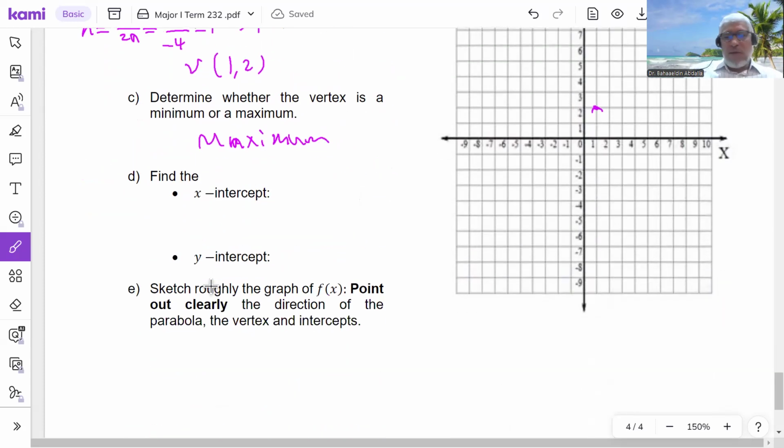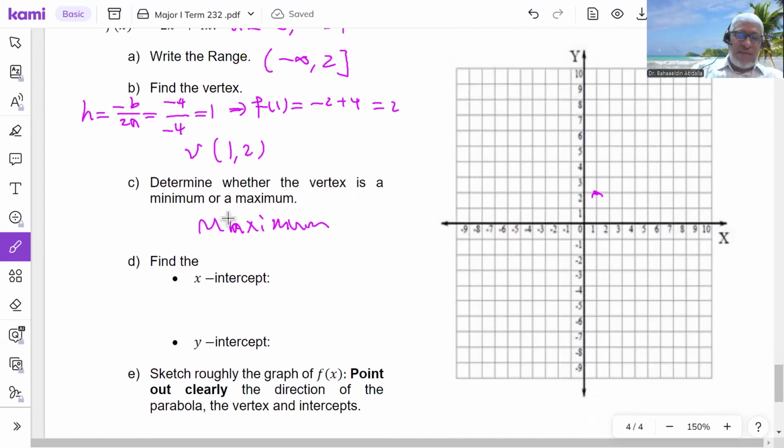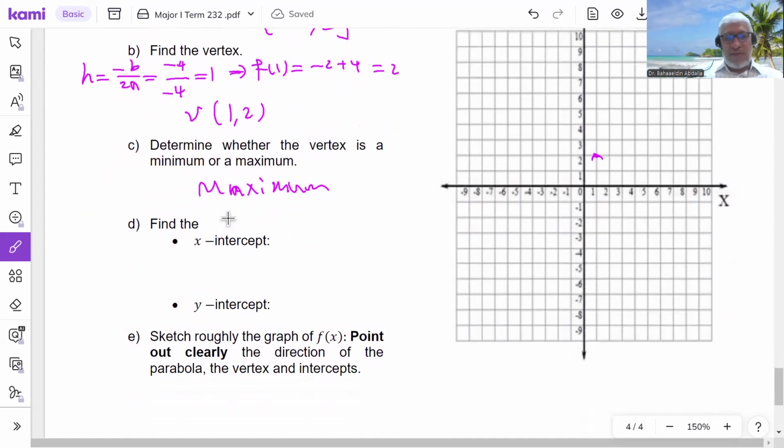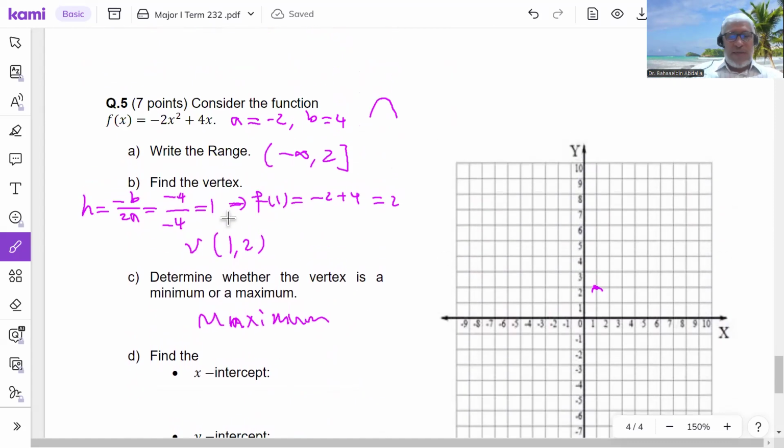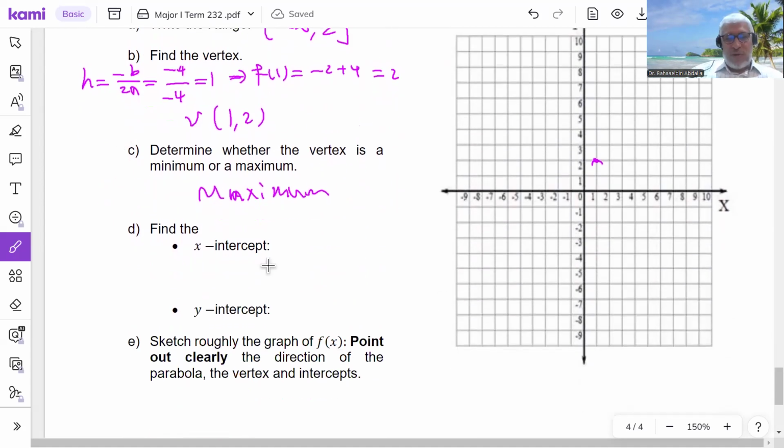Maximum. The x-intercept. Well, to find the x-intercept, I put y 0. So y is f of x. So I'll have -2x squared plus 4x equals 0. So just put y 0 and solve the equation. Well, I can solve this equation by factoring. I take -2x as a common factor. So I'll have x here, divide.